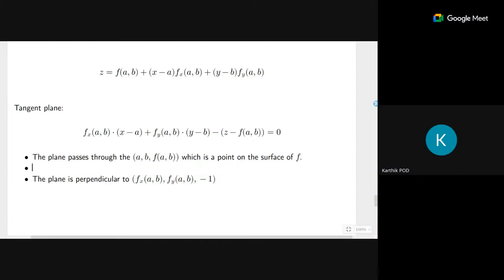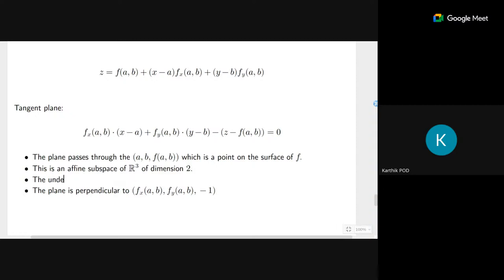Maybe before this, I should have added one step. This is what kind of an object in R3? An affine subspace. So this is another affine subspace of R3, only it's an affine subspace of dimension 2. Sir, is it perpendicular or parallel? It is perpendicular, because the dot product is zero. If you take the dot product of this vector with any point on the plane, it will turn out to be zero.